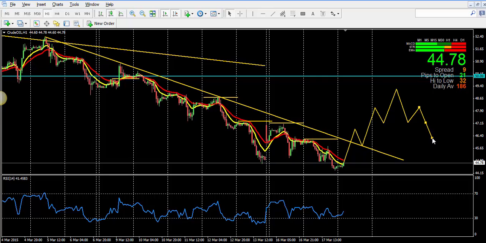You would start short selling the market again, and there will be pullbacks coming, and at each pullback, when you see these peaks coming up, you will short sell the market. Alright, this is for crude oil.